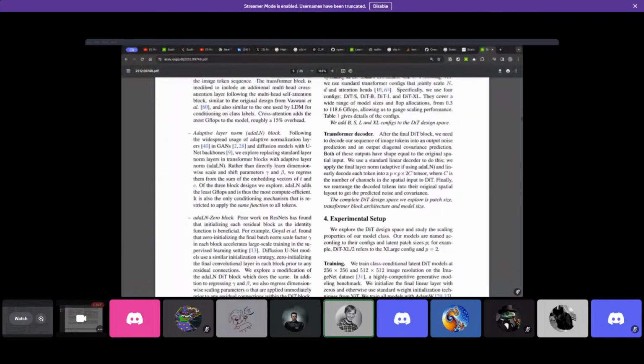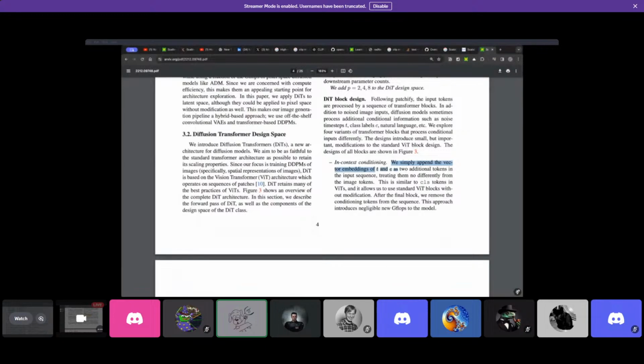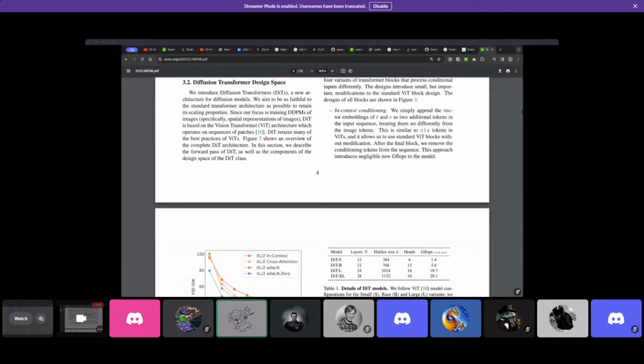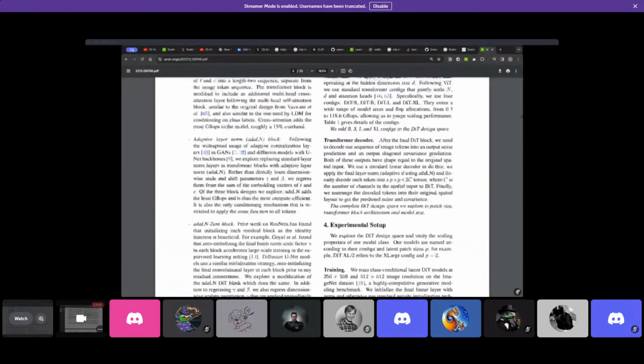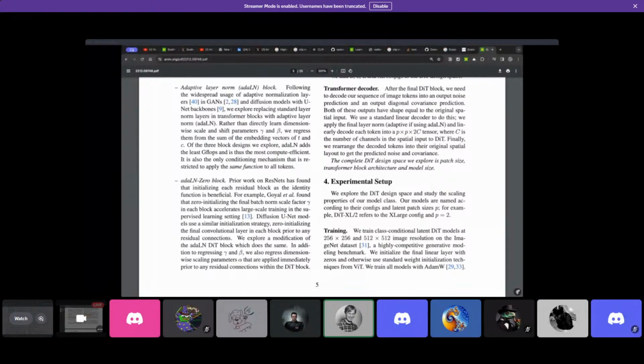Yeah, I think you may have it here. If you scroll down, adaptive instance norm. I think the class label is also going to be in as 2 additional tokens in the input sequence, treating them no differently from the image tokens, similar to the time step, just as a sequence token, so they can be attended to. And then there's a cross attention block, and then there is adaptive layer norm, or I think they also have adaptive instance norm here. I think I saw it briefly. But it's the same idea, just with scale and shift parameters.